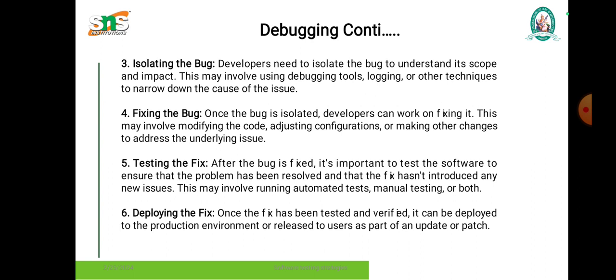And the next process is testing the fix. After the bug is fixed, it's important to test the software to ensure that the problem has been resolved and that the fix has not introduced any new issues. This may involve running automated tests, manual tests or both. And the last process is deploying the fix. Once the fix has been tested and verified, it can be deployed to the production environment or released to users as part of an update or patch. So these are the processes of debugging.